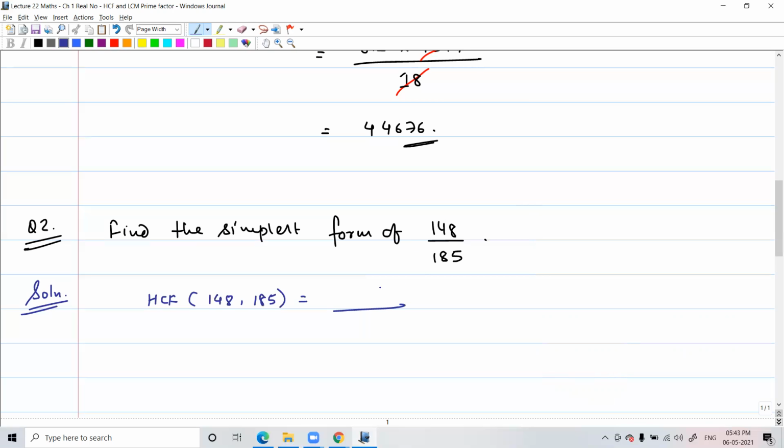37, sir. HCF is 37. Okay. Is that what everyone is getting? Yes, sir. Okay, that's good. So you have found the highest common factor. Now just divide the numerator and denominator both. So 148, you can divide it by 37, and 185 also divided by 37. What do you get? 4 by 5, sir. 4 by 5. Excellent.